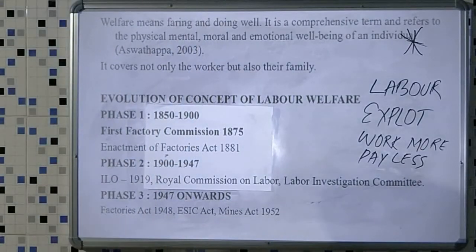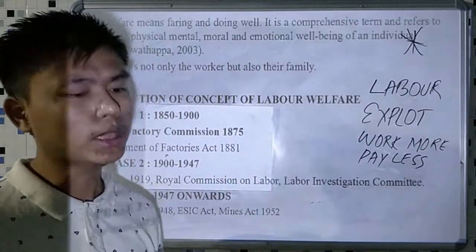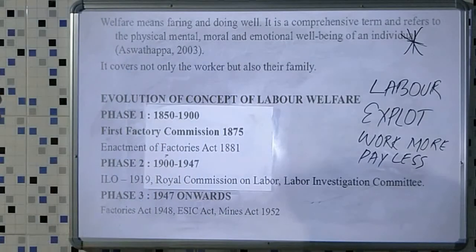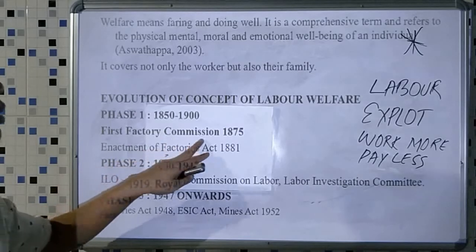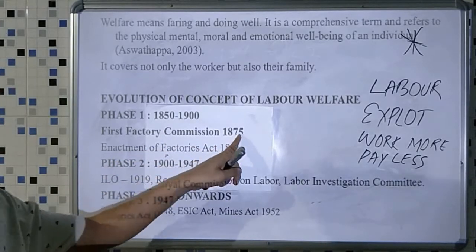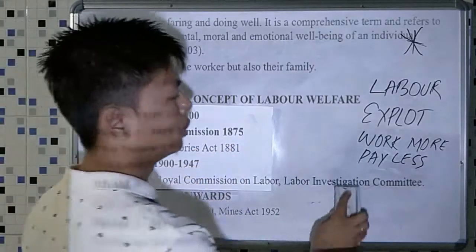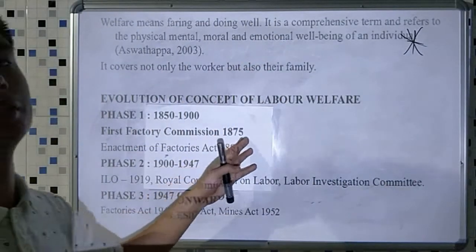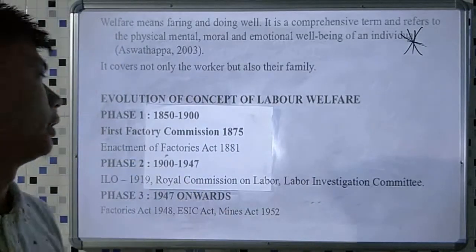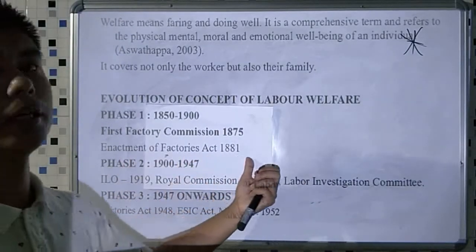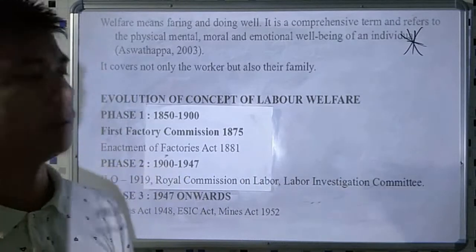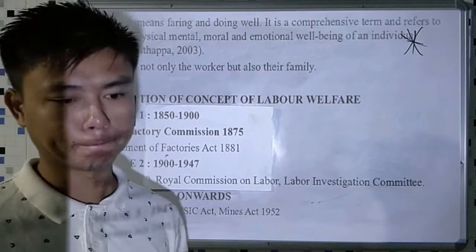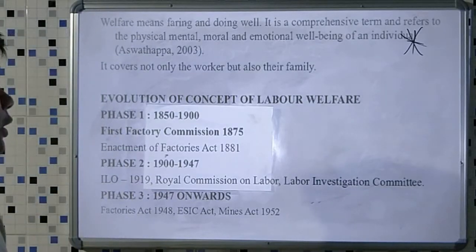So during that time, the government started bringing some awareness, and what started? First, the factory commission. It's very important from an exam point of view. When was the first factory commission appointed? It was 1879, and then the enactment of the Factories Act came in 1881. So they started bringing some betterment for the workers.